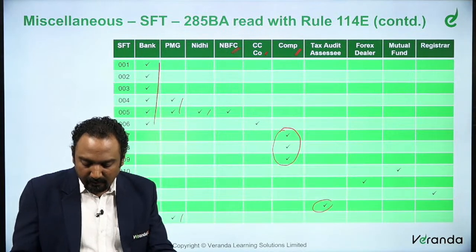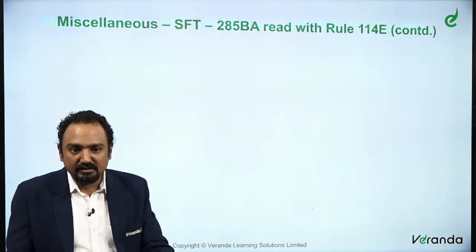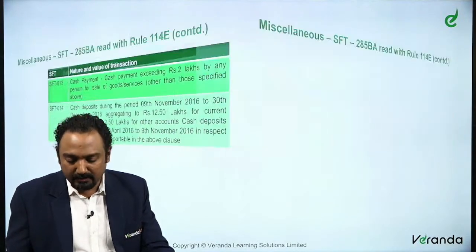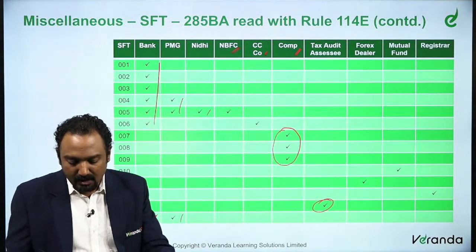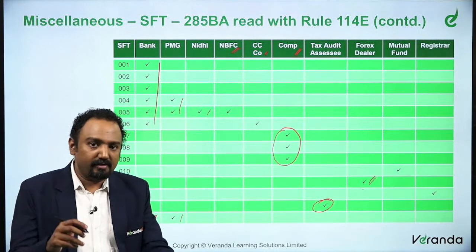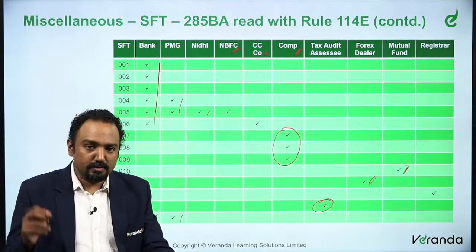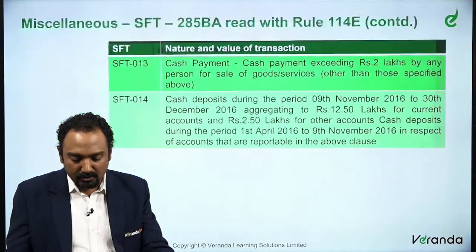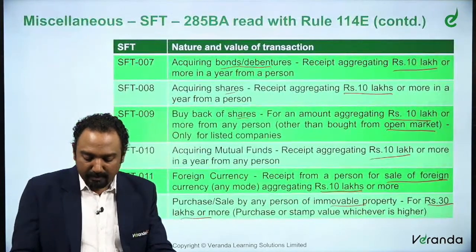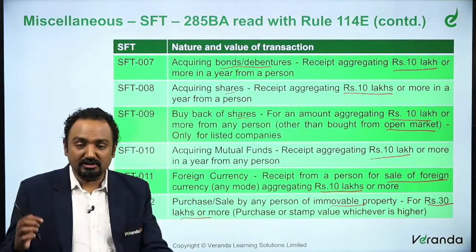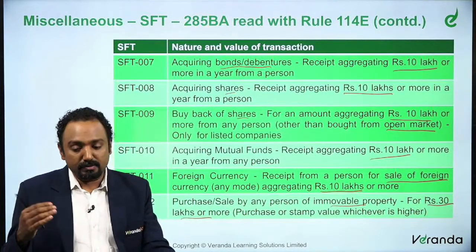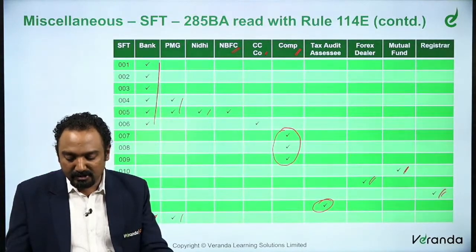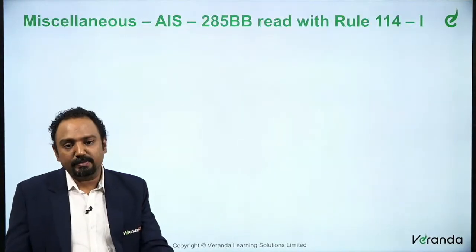For tax audit cases, you have the 13th clause, where cash payment exceeding 2 lakhs has to be reported by such a person. A forex dealer has to report the relevant transaction, a mutual fund has to report the relevant transaction, and the registrar has to report 12. What is 12? It is about the purchase or sale of any immovable property. So, a sub-registrar should report the details of the property beyond that limit. These are the information that will be filed by the respective persons.